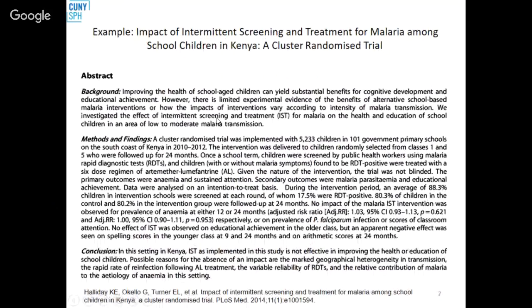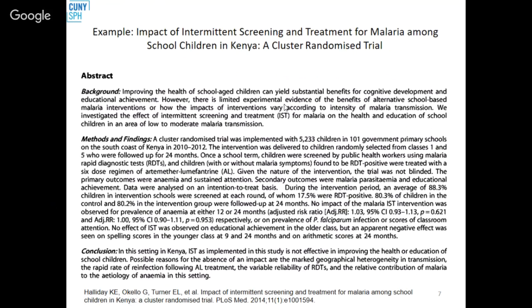Okay, so I'm just going to quickly talk about this abstract here. The title of the paper is Impact of Intermittent Screening and Treatment for Malaria Among School Children in Kenya, a Cluster Randomized Trial. And this was a study in Kenya where there's a high prevalence of malaria, and the researchers introduced this intermittent screening and treatment for a number of schools.